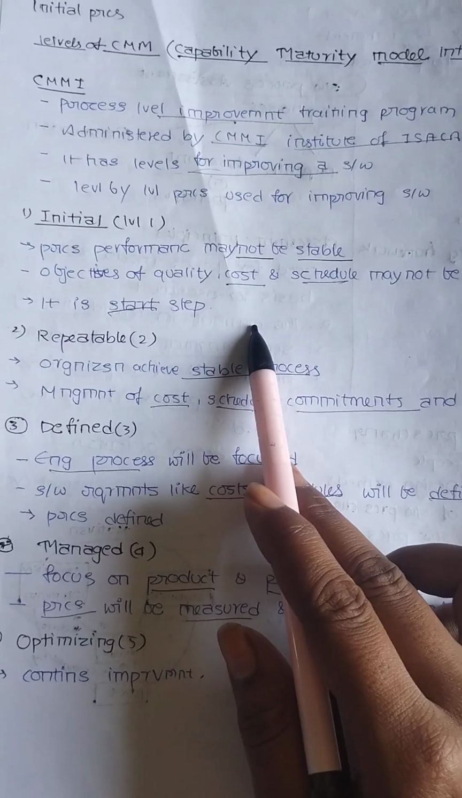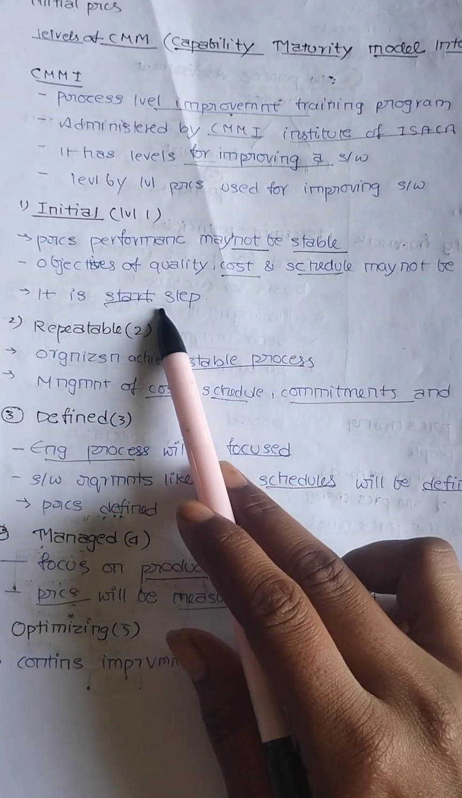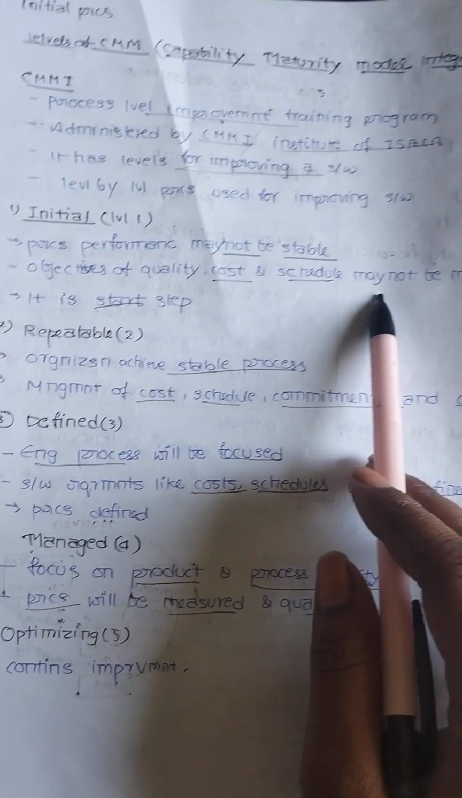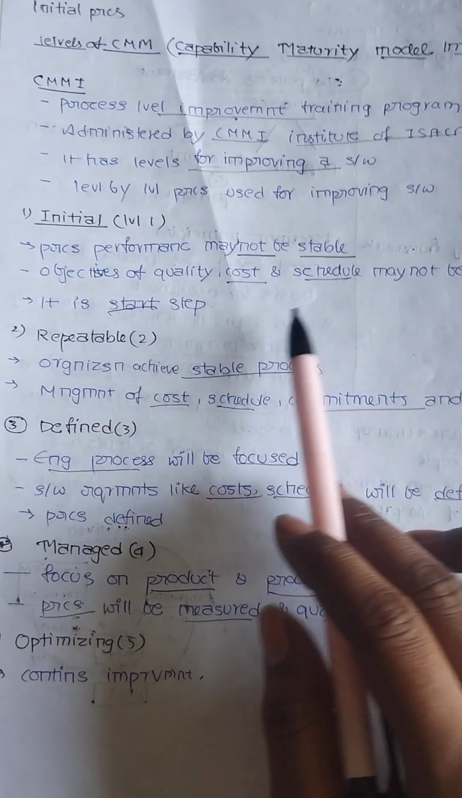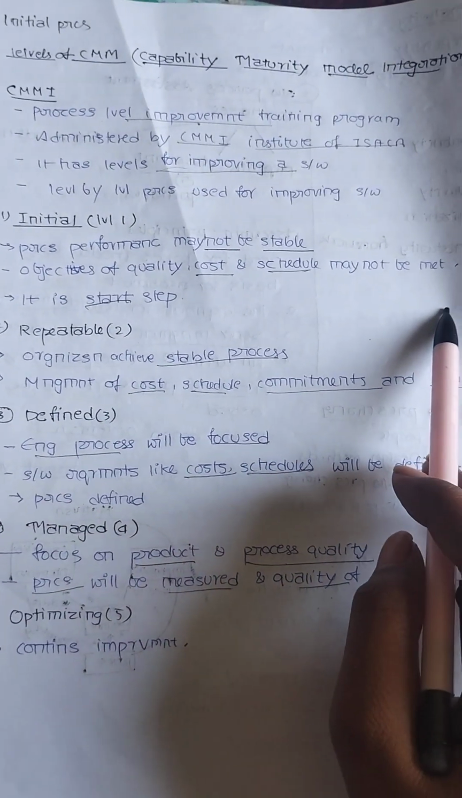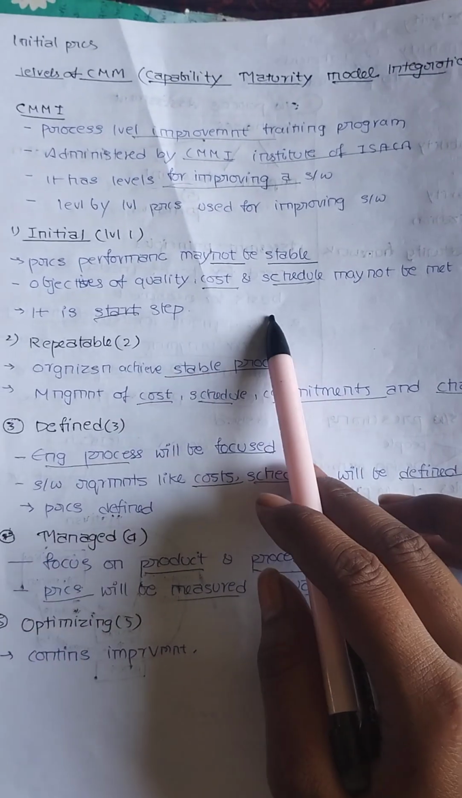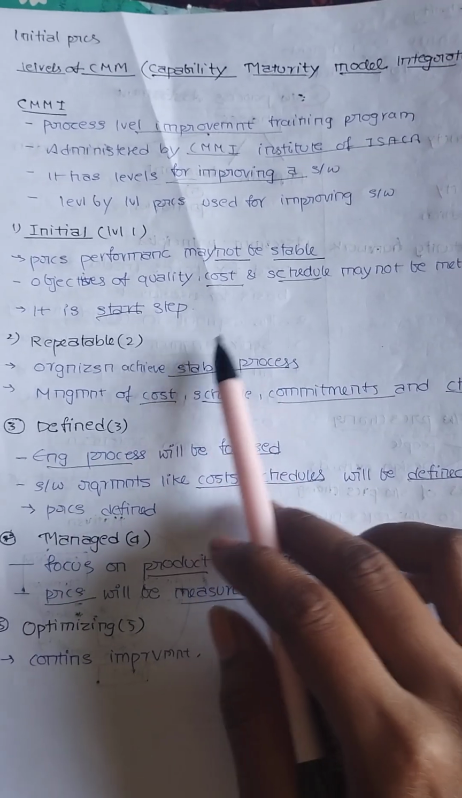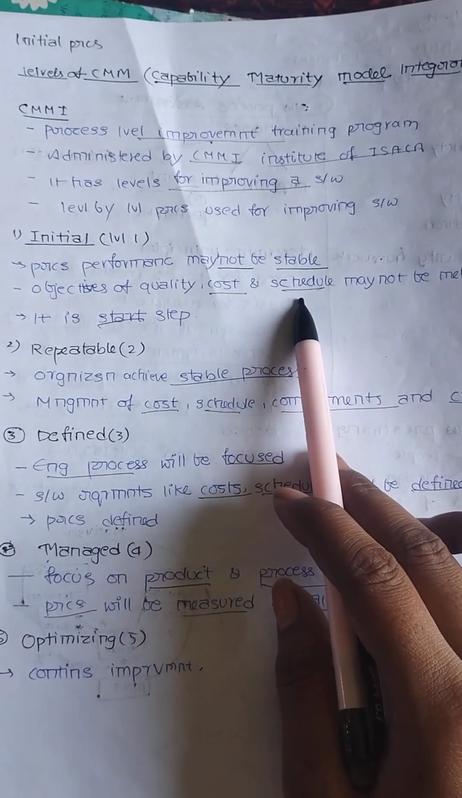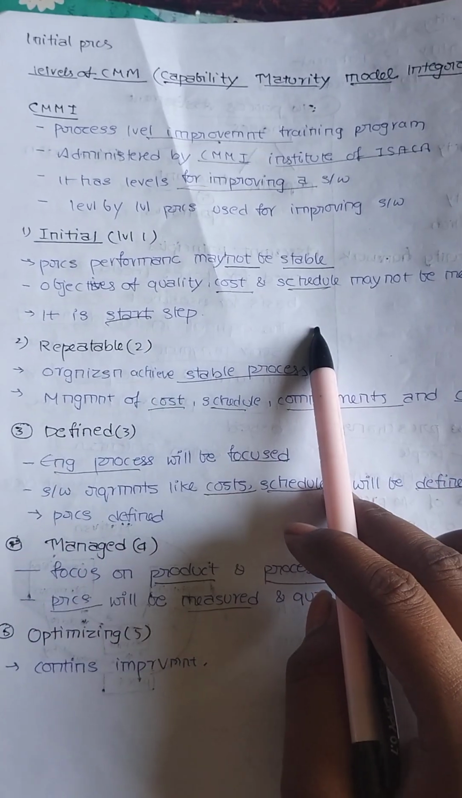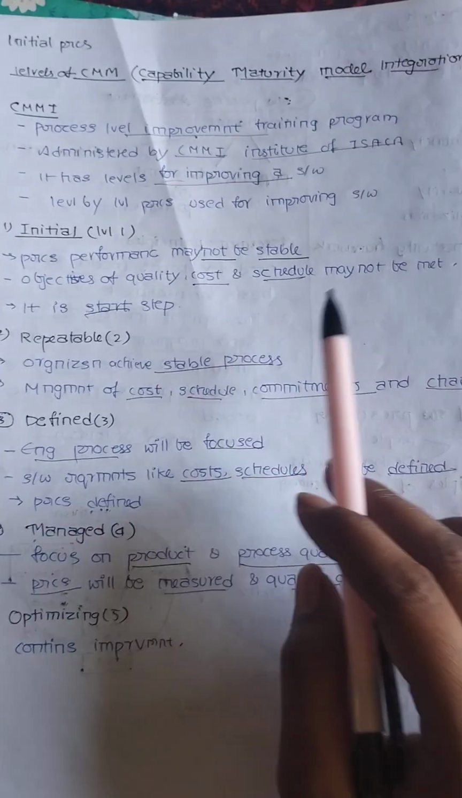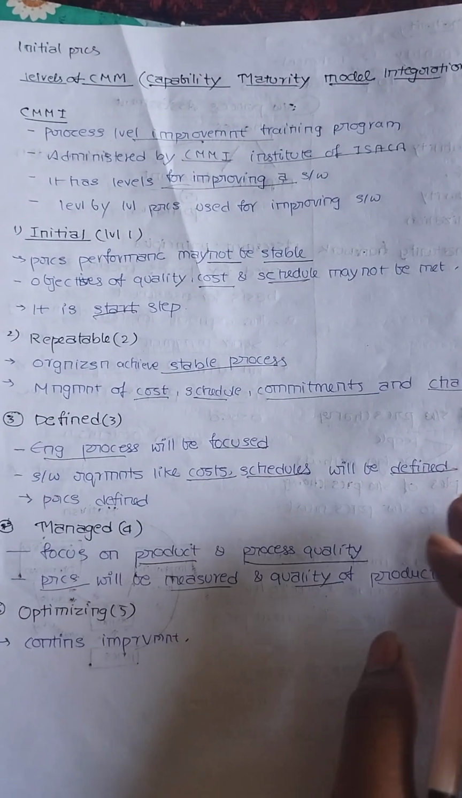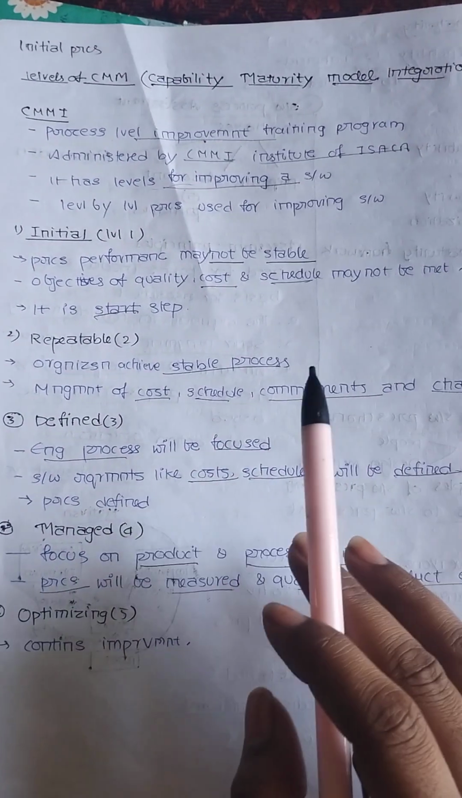First is initial. Initial level is the first level. Process performance may not be stable. Objectives of quality, cost and schedule may not be met. It is the start step. Here nothing is met: it is not stable, and cost and schedule are not met.